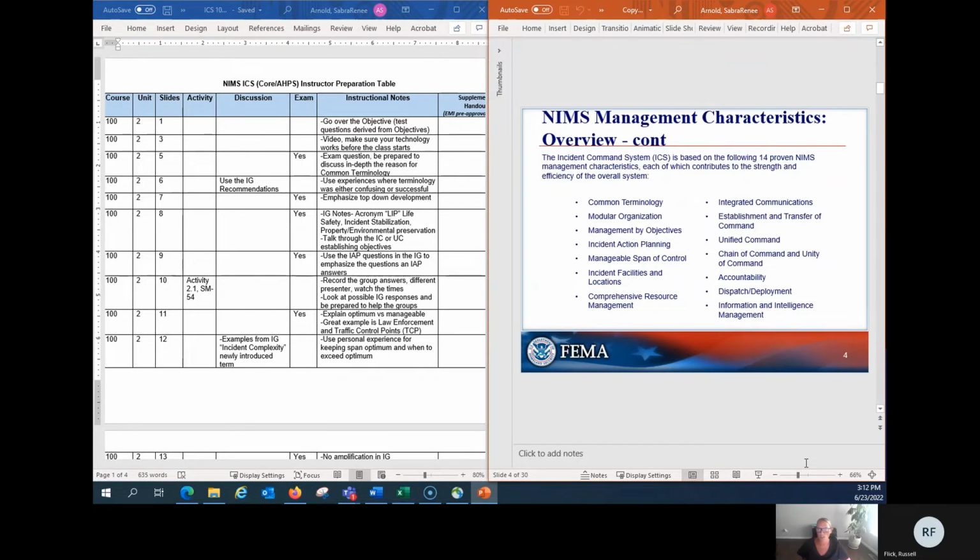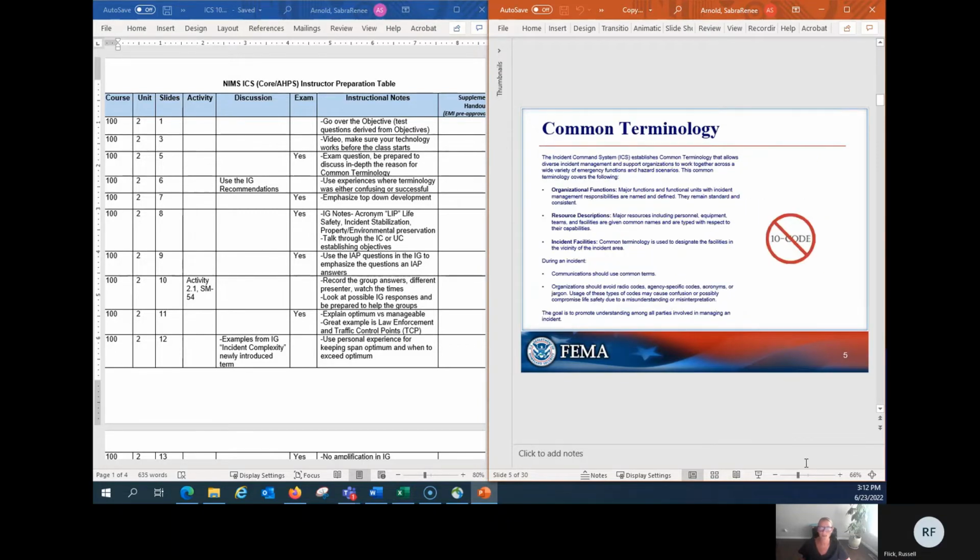Again, a lot of words on this one. You don't need to read verbatim the 14 characteristics. This is more of an overview. Pull out 1 or 2 and let them know these are the concepts they will need to understand with the characteristics of NIMS. Common terminology, as you see, has an exam question that comes off of this slide. Again, our job is not to slam our foot on the floor, but to make sure that we know where the questions are and thoroughly cover the concepts.